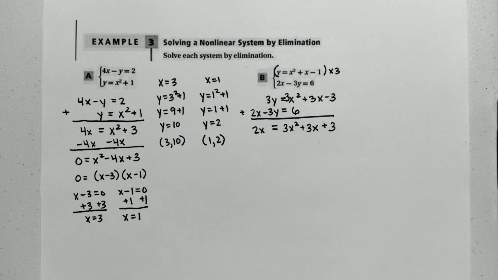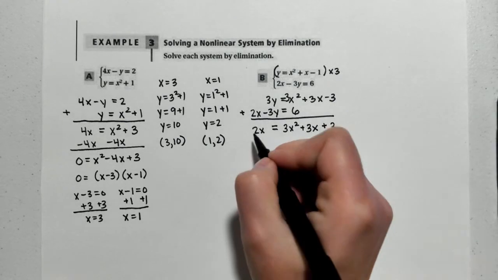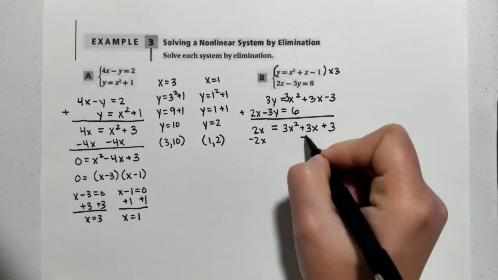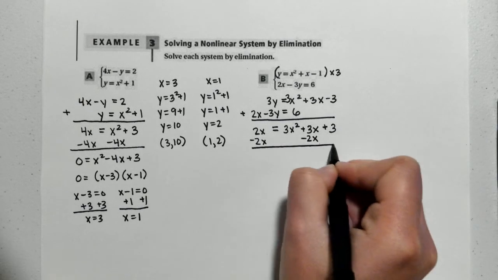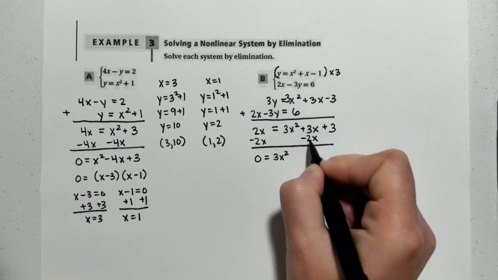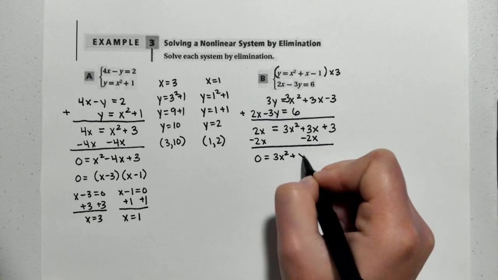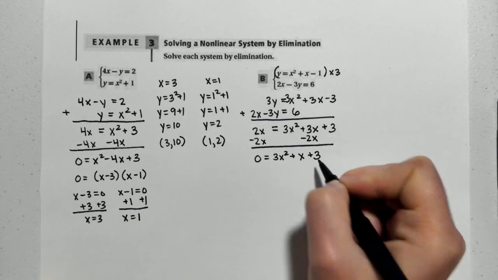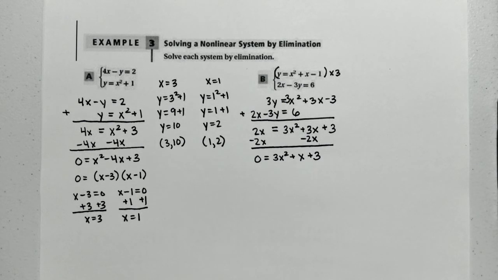So then from here, I'm going to subtract 2x from both sides to write it in standard form. So I get 0 equals 3x squared. 3x minus 2x gives me 1x, and then I have plus 3. So here, 0 equals 3x squared plus x plus 3. There's no GCF. This one, I can't think of a way to factor it right away, so I would recommend using the quadratic formula.